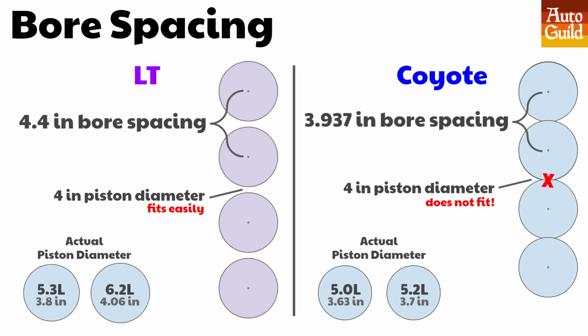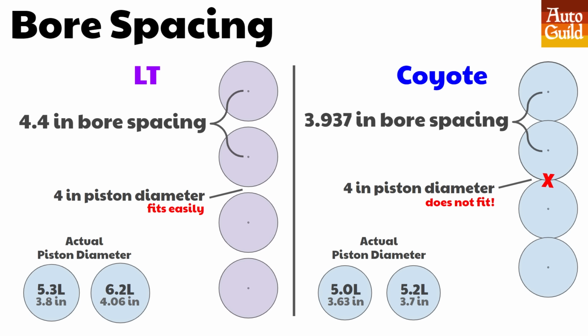Let's talk bore spacing. This may be one issue with the Coyote that you're not aware of. As we've seen, the LT comes in a 5.3 liter and a 6.2 and even a 6.6 with an iron block. And the 6.2 and the 6.6 share the same 4-inch bore. The Coyote is limited to a smaller bore. It's maxed out at 3.7 inches. It may not sound like much, but that bore is limited to the cylinder bore spacing. That's the spacing from bore center to bore center.